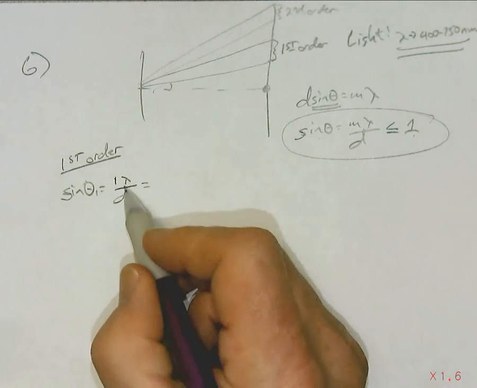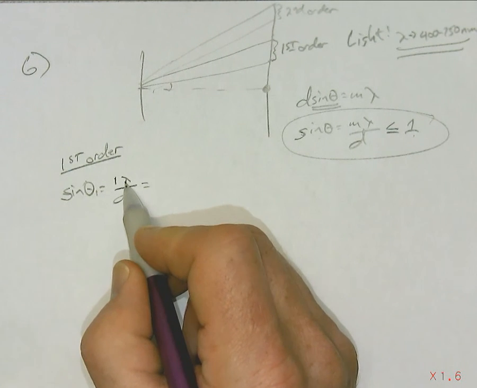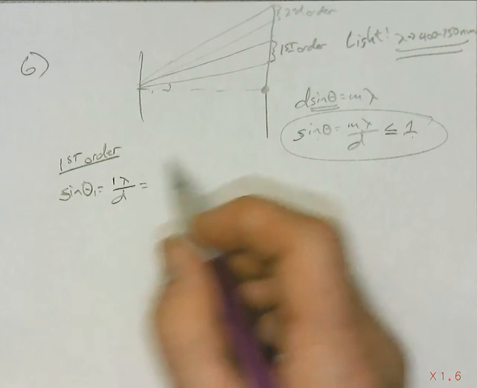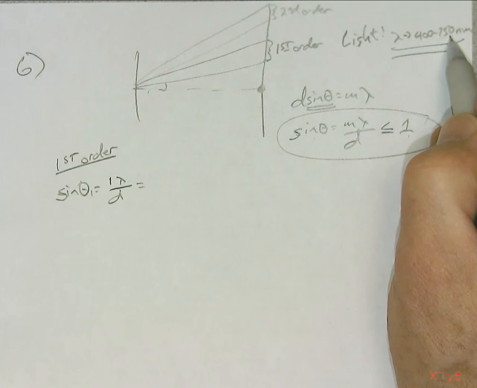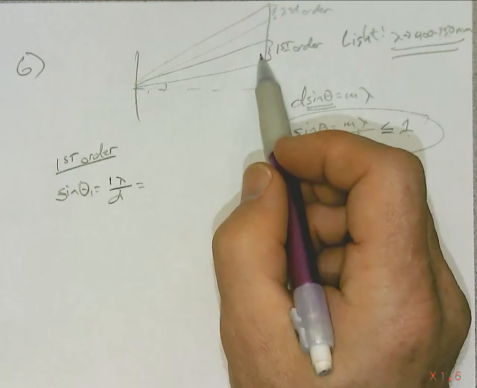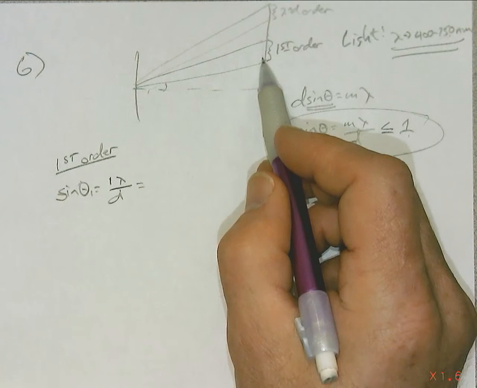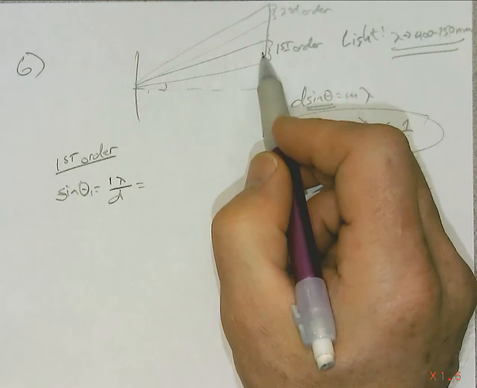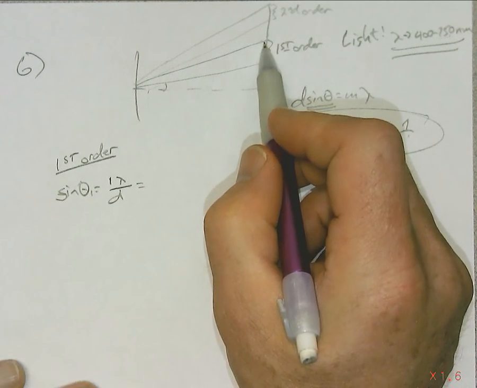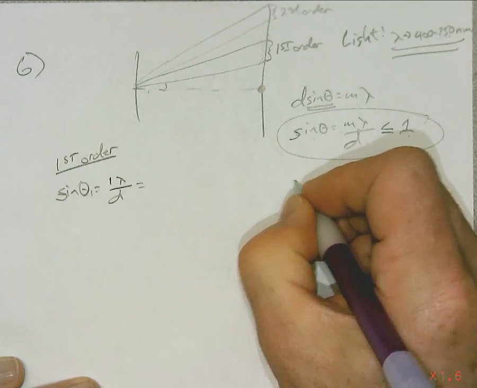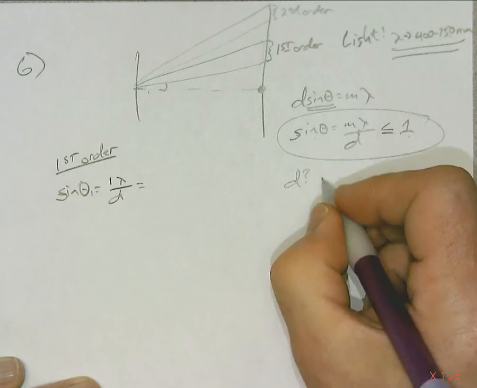So the worst case is where lambda is the biggest. That's going to correspond to the red light at 750 nanometers. That's the furthest one away, the biggest angle. So violet, blue, green, etc., down to red. What we need to do now is solve for d. What is d?